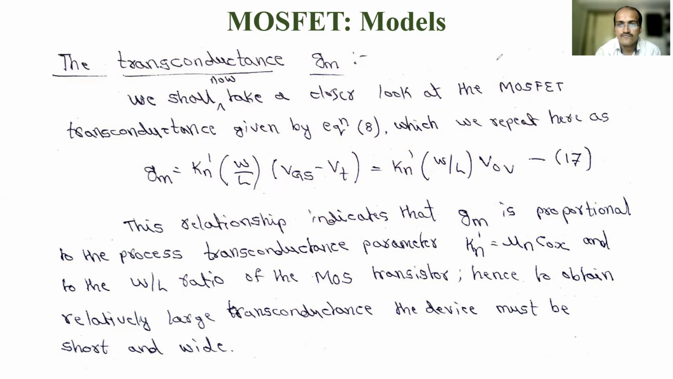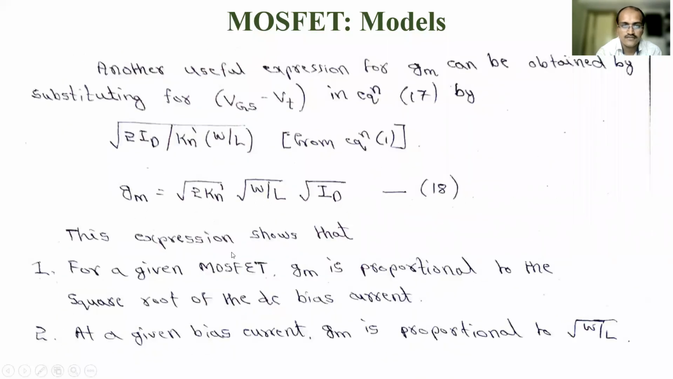I would have shown that in the notes, but I have not done it. So that is the thing. Square root of 2 Kn dash W by L. I have split it: square root of 2 ID I have taken, Kn dash I have clubbed with W by L, and ID I have separated.